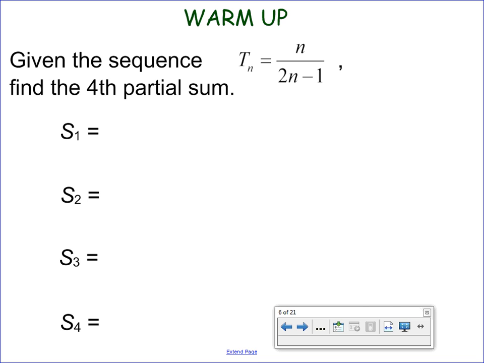So S of 1 would be the sum of the first term. S of 2 would be the sum of the first two terms. S of 3 would be the sum of the first three terms, and so on and so forth. If everybody could go ahead and do that for our warm-up, so we can get going for our discussion today. Thanks.